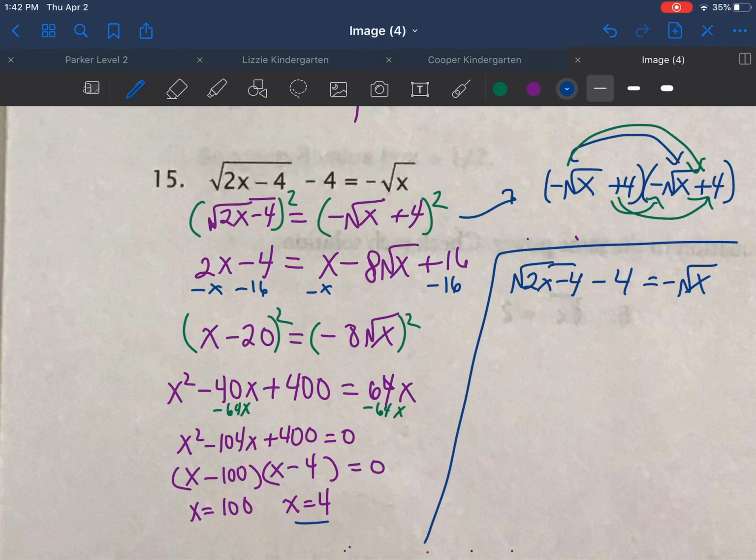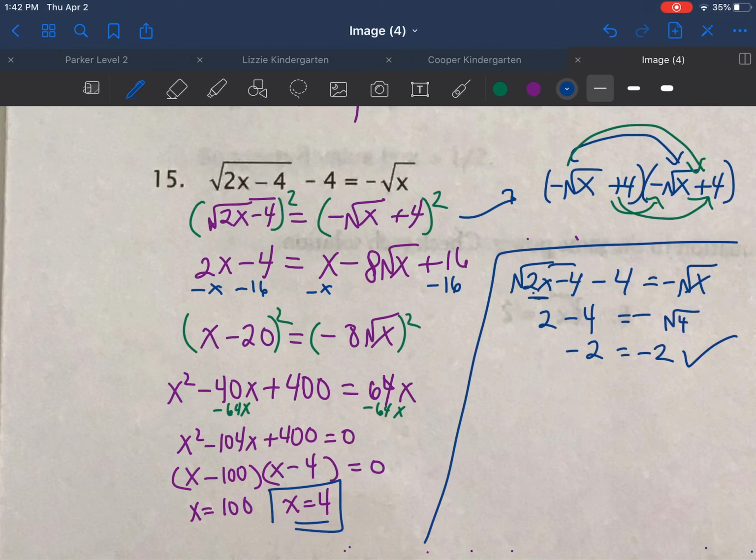If we plug in 4, we get 2 times 4 is 8, minus 4 is 4. We get the square root of 4, which is 2, minus 4 would be negative 2. Over here we've got negative the square root of 4, which is what we're plugging in. So the square root of 4 is 2. That negative is outside the square root, so it just makes whatever's inside the square root negative. So negative 2. That one checks out.